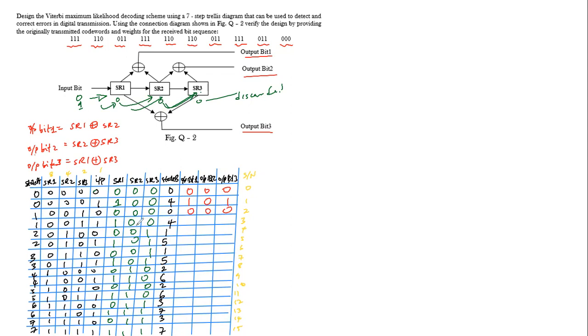Now, for this combination, that's 1 plus 2, this is 1. 2 plus 3, that's 0 here, then 1 plus 0 is 1. And in this case, 0 plus 0 is 0. Then 0 plus 1 is 1. 0 plus 1 is 1. And in this case, 1 plus 0 is 1.